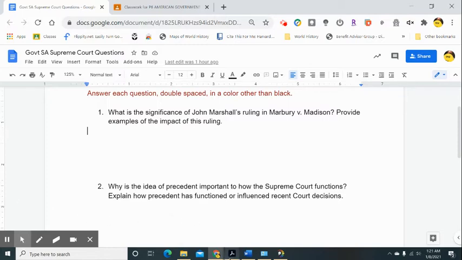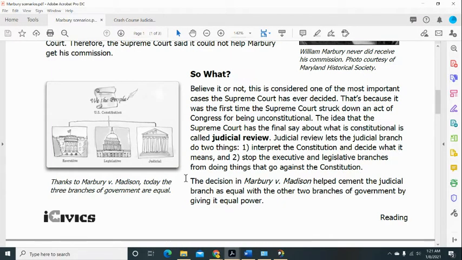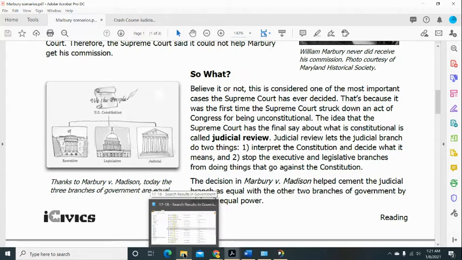Now, back to this. So what? The idea that the Supreme Court has final say about what the Constitution means is called judicial review. That's the most important thing to take away from Marbury versus Madison. Judicial review lets the judicial branch do two things. Interpret the Constitution, decide what it means. I told you that the Supreme Court does not take on cases usually unless a constitutional issue is involved, unless they're in their original jurisdiction as laid out in the Constitution, state versus state, ambassadors, but that's very few cases. And then stop the executive and legislative branches from doing things that go against the Constitution.